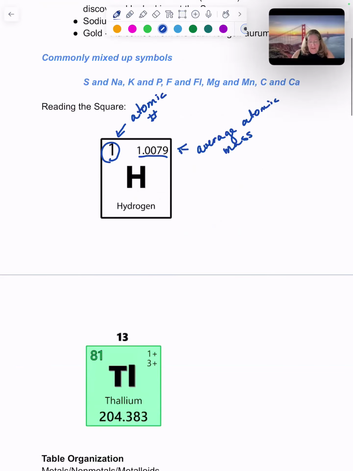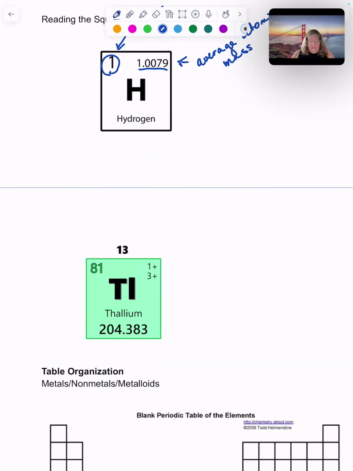Okay, so let's look at this next one. This is a two-letter symbol. This is thallium. Its atomic number is 81. My pencils don't want to pencil today. Let's try this one. That's my atomic number. This one here is going to be the average mass.